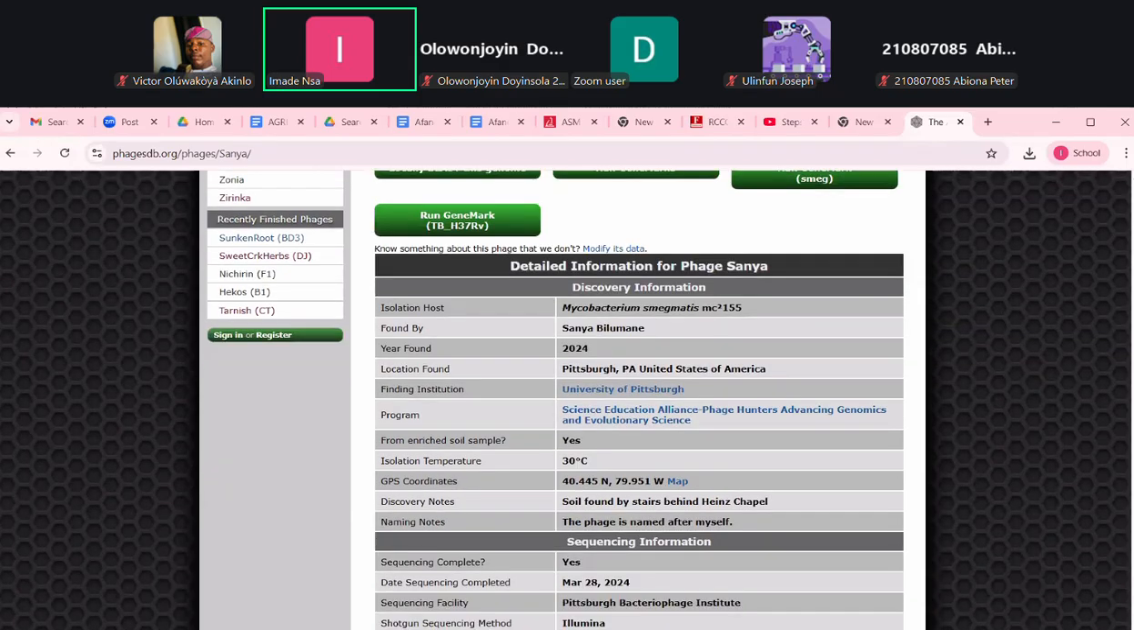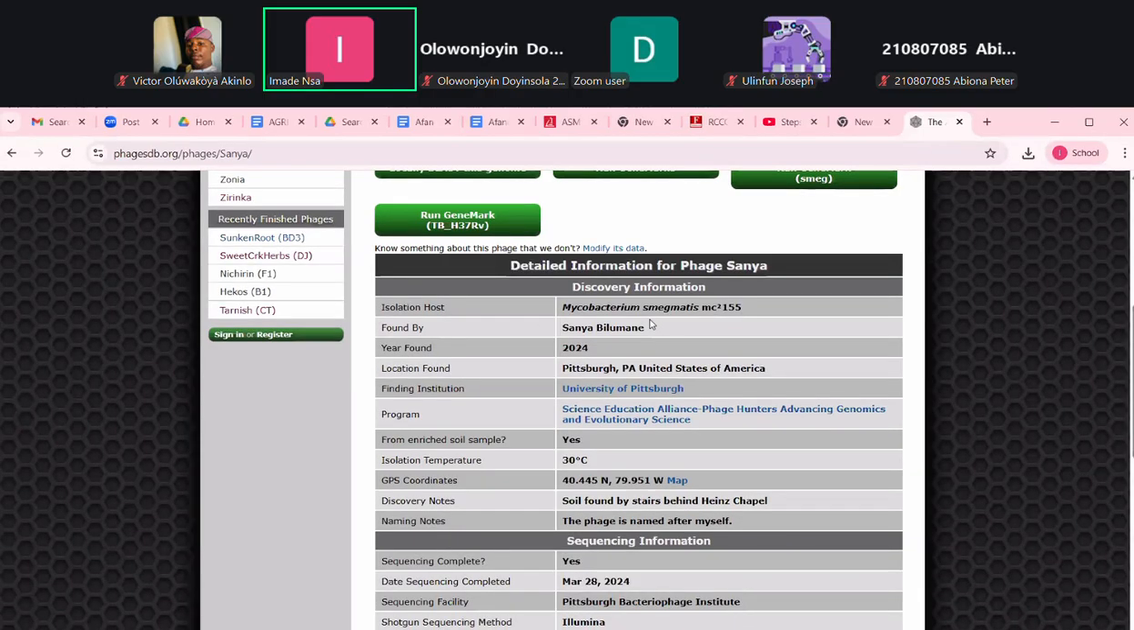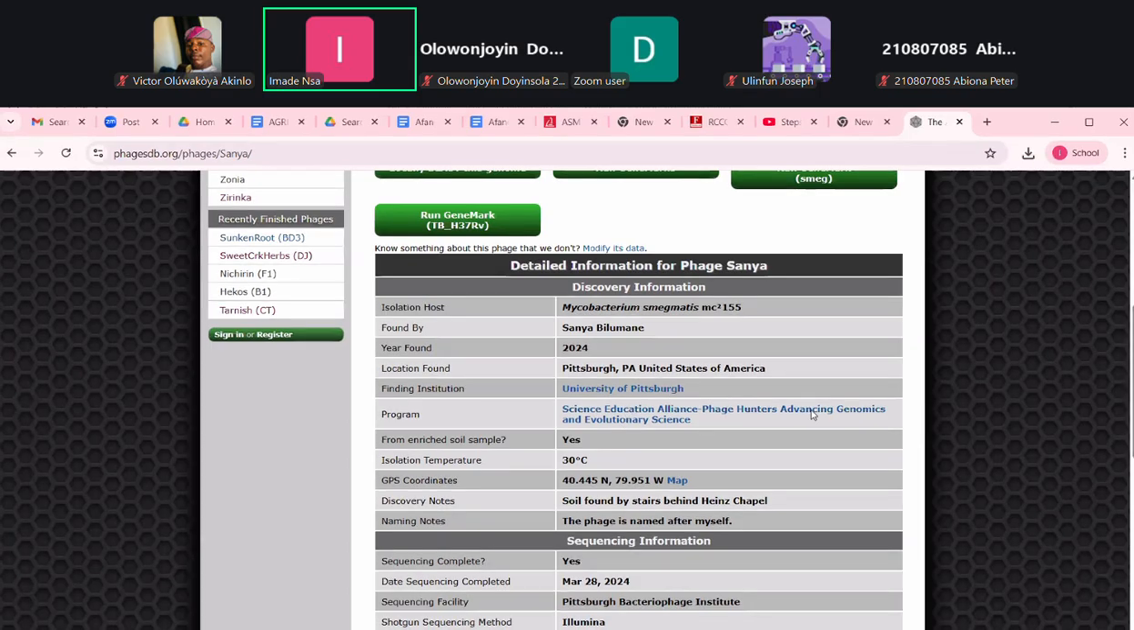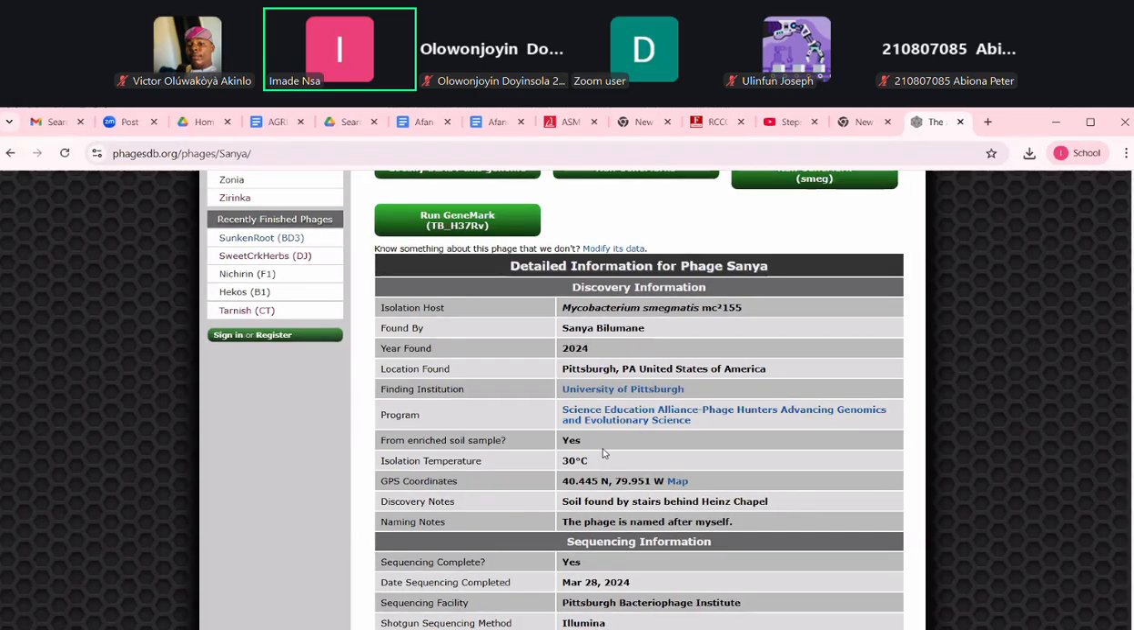detailed information for Sonia. What is the isolation host? That means the bacterium it infects, and it's Mycobacterium smegmatis. Who found it, the year it was found, the location, then the university where the scientists were studying it is stated, what program, it is the CPhage program, Science Education Alliance, Phage Hunters Advancing Genomics and Evolutionary Science. It will ask you whether it's from an enriched source sample. It's either enriched or direct.